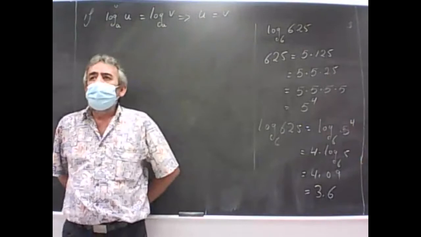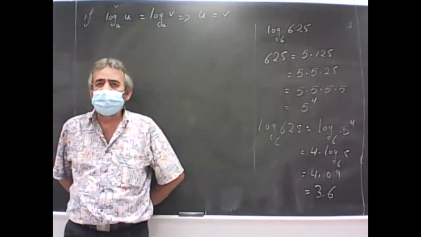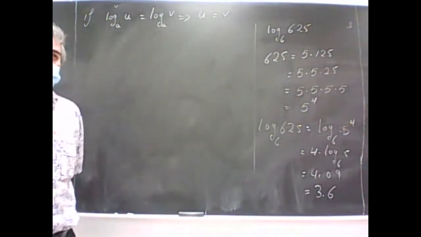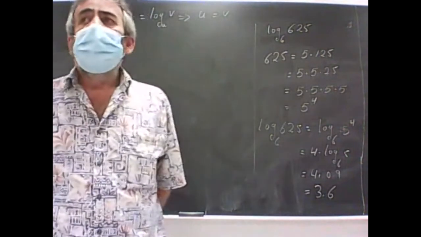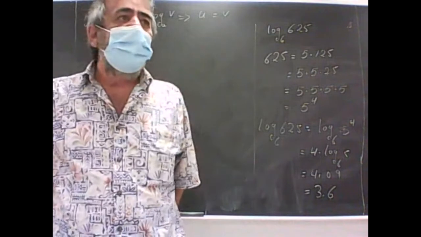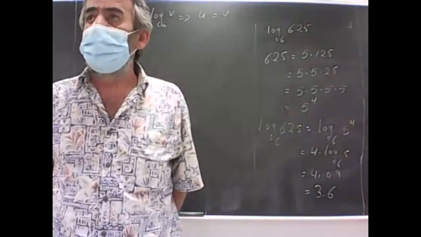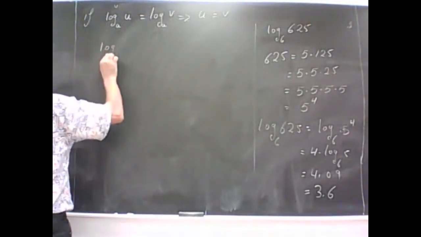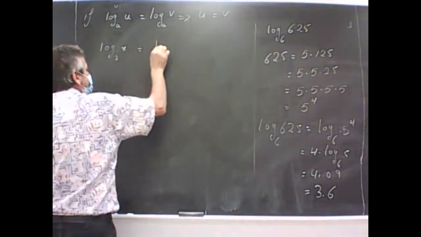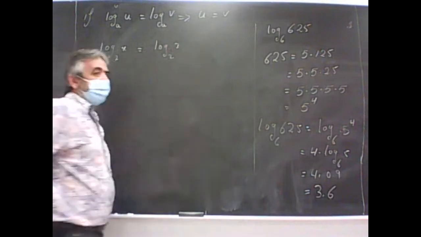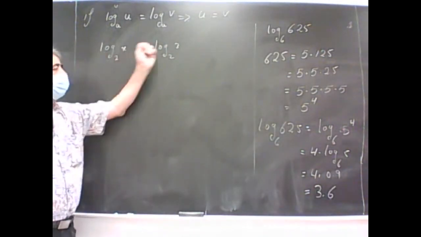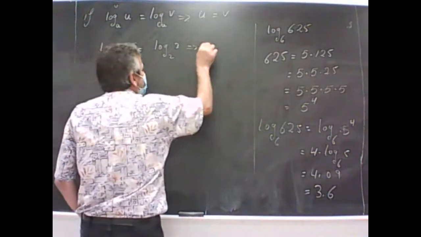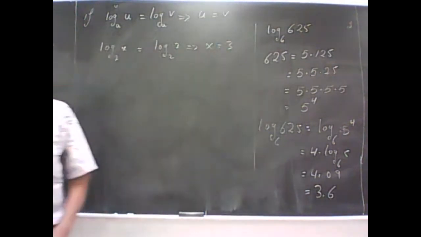And that is simply, if two logs of the same base are equal to each other, notice this is base A, this is base A, whatever the base is, as long as A is not equal to 1, and these two bases are the same and the logs are the same, then the argument inside the log must be the same. Yes? So for instance, if I say log base 2 of x equals log base 2 of 3, then we know for sure that x must equal 3. Yes? So this implies x is the same thing as 3. Okay?